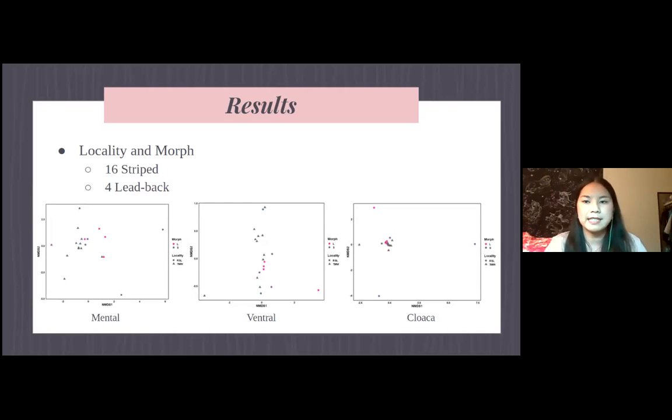So we found 16 striped salamanders and then 4 of the leadbacks. And again, we have a really unbalanced sample size here. That's just because here in Michigan, we tend to get a lot more of those striped salamanders instead of the leadbacks. So we're going to try and get some more leadbacks, but that's not always the case. We just want as large a sample size as possible. But we are interested in seeing, if we did have a more even sample number, whether morph would be one of those driving factors that might be changing the volatile profiles, because that is unique to each individual salamander.